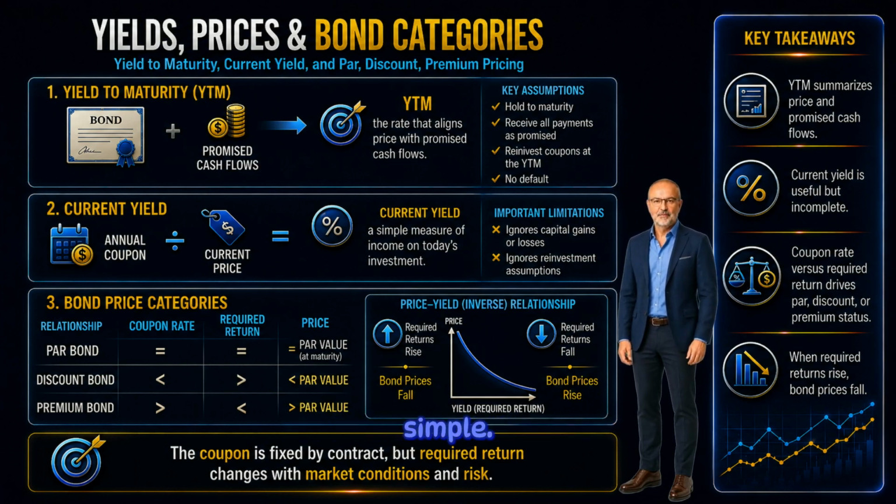The key intuition is simple. The coupon rate is fixed by contract for a fixed-rate bond, but the required return changes with market conditions and issuer risk. When required returns rise, existing bond prices fall. When required returns fall, existing bond prices rise.